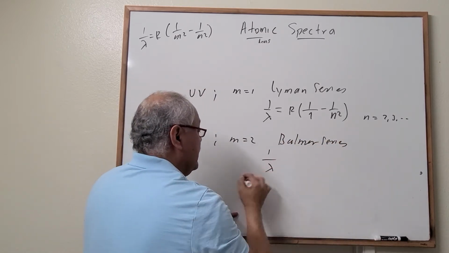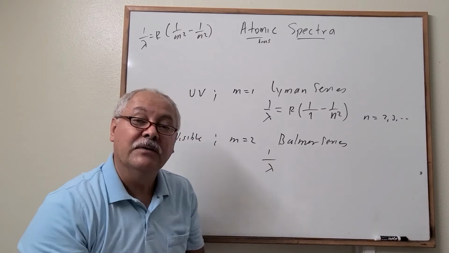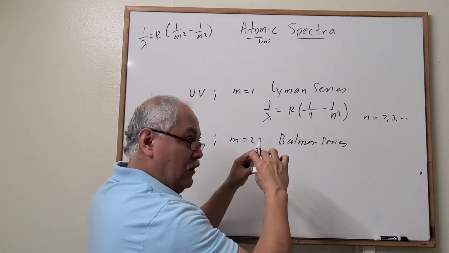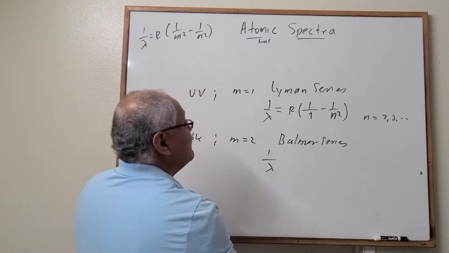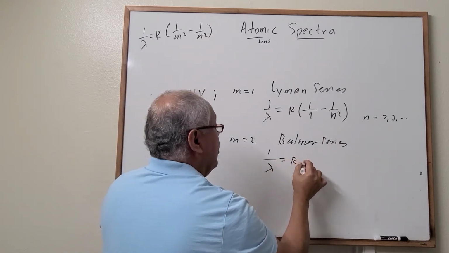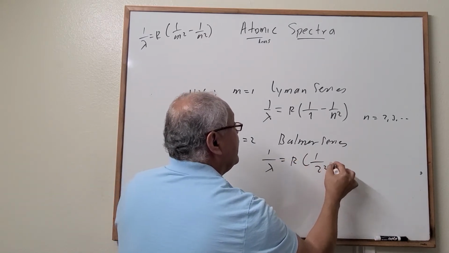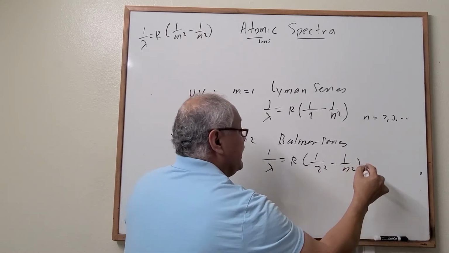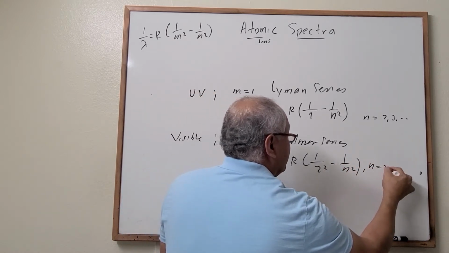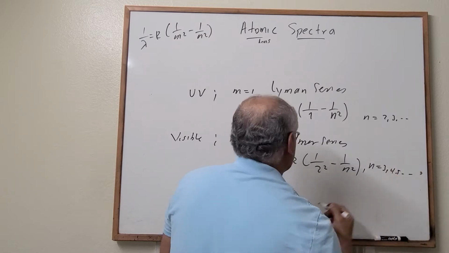And again, this is the relationship for the wavelengths, correct, for all the wavelengths in that series: 1 over lambda equals R times (1 over 2 squared minus 1 over n squared). In this case, n is equal to 3, 4, 5, and so on.